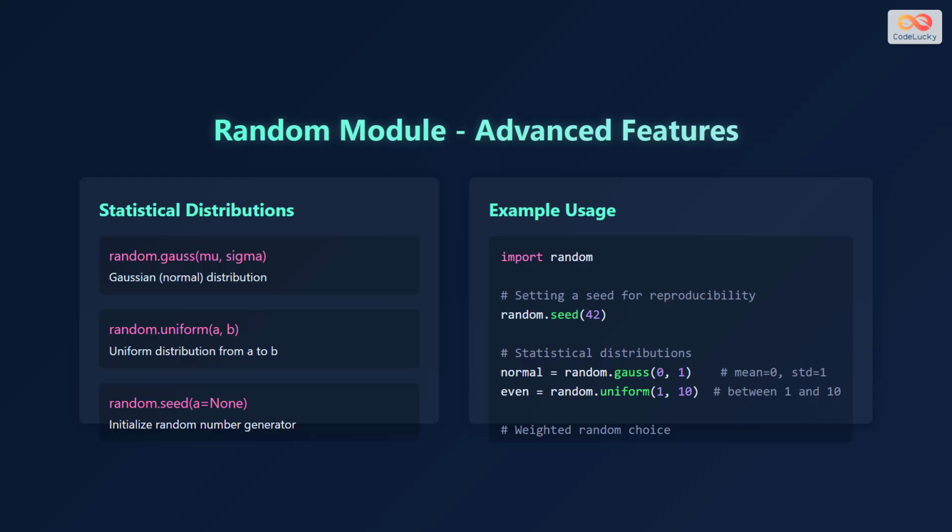This ensures that the sequence of random numbers generated will be the same every time you run the code with the same seed. You can then generate numbers from a normal distribution using random.gauss, specifying the mean and standard deviation, or from a uniform distribution using random.uniform, specifying the range.